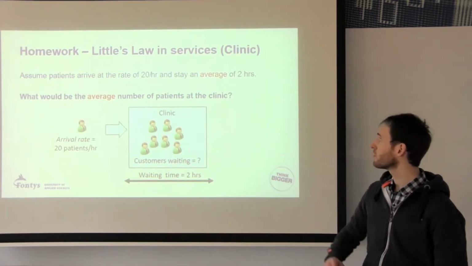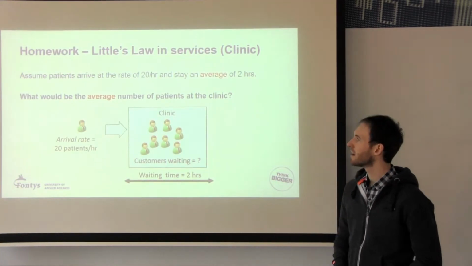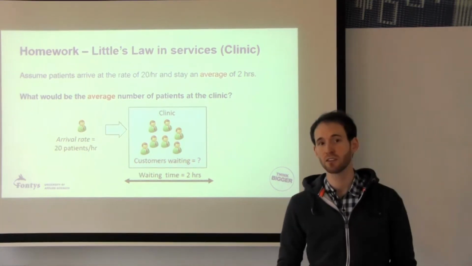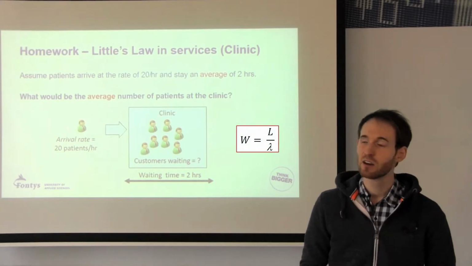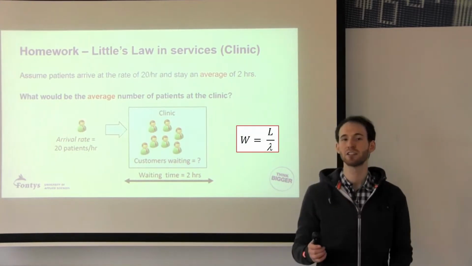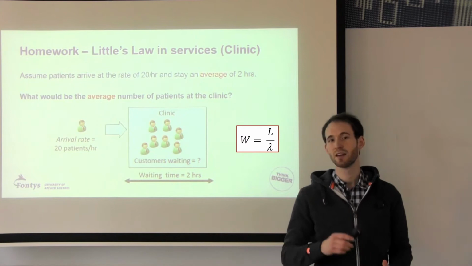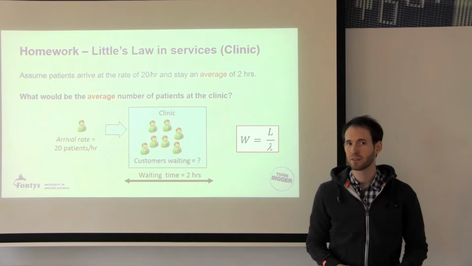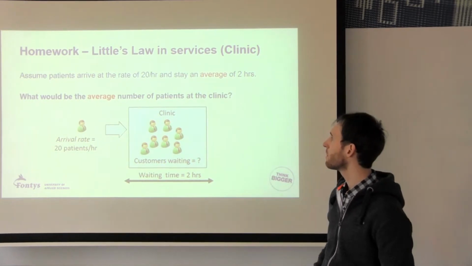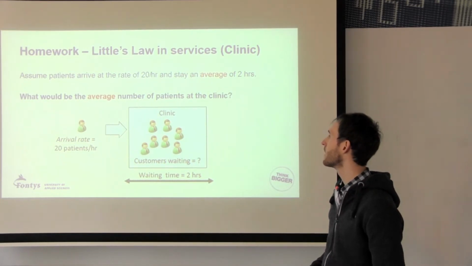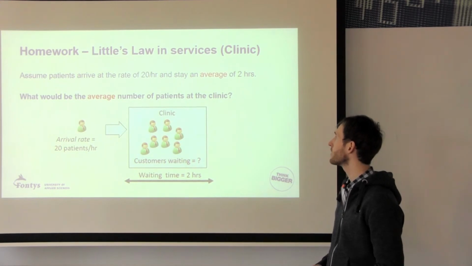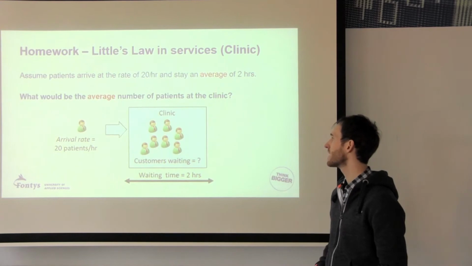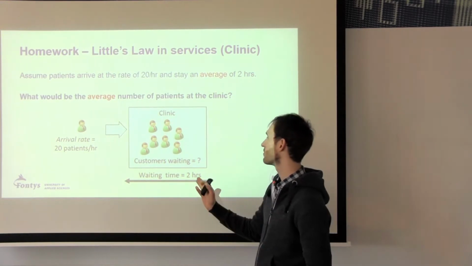So we'll first of all look at Little's Law in a clinic. The idea here was to use the formula of Little's Law, which you can also see next to me. Little's Law says you have the lead time equal to the work in progress divided by the throughput. Here we assume that patients arrive at a rate of 20 patients per hour and stay an average of 2 hours in the clinic. What would be the average number of patients at the clinic? That's something we have to find out.